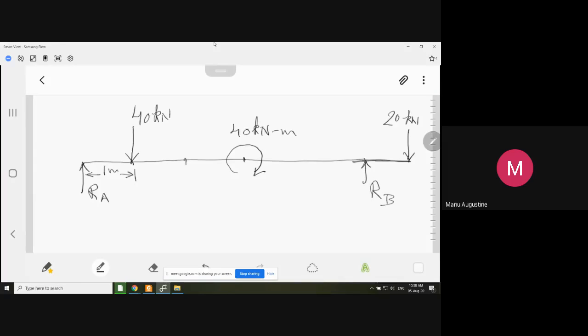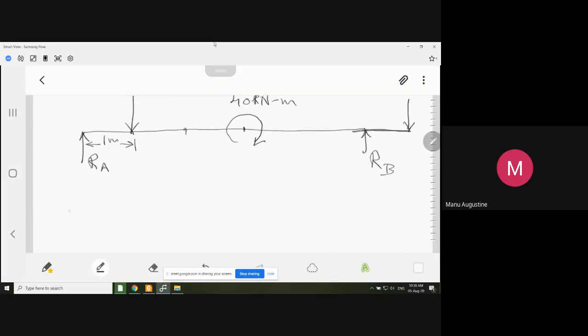Now suppose first I am aiming at finding the reaction at A. पहले मैं reaction at A पता करना चाहता हूं कि कितना होगा. Virtual work में दोनों एक साथ कभी भी पता नहीं लगते हैं. You have to find it one by one. Okay. So first I want to find out the reaction at A. So what I will do is, this is the configuration of your beam. Okay, I will draw a simpler figure. This is the figure.